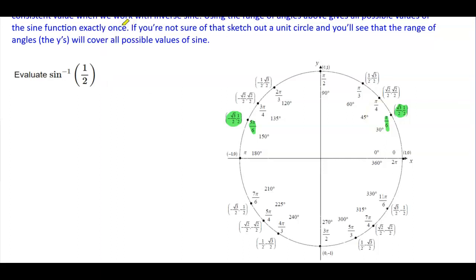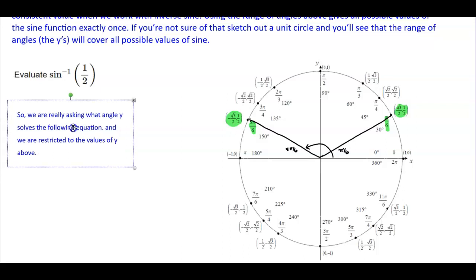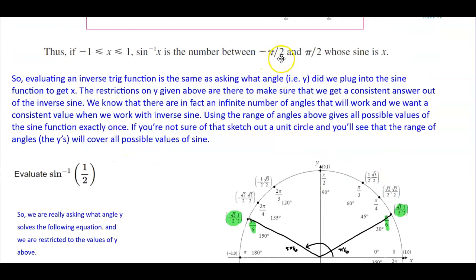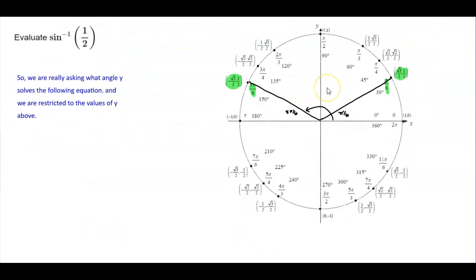Okay, so now the next thing we need to determine is what's happening with this angle. This angle that we can see here forms pi over 6. And this angle forms 5 pi over 6. Again, what we want to do is evaluate the sine inverse of 1/2. Basically, what this is asking is what angle y solves the following equation, and we are restricted to the values of y above. We're restricted from negative pi over 2 to pi over 2. So here's positive pi over 2, and here we have negative pi over 2.